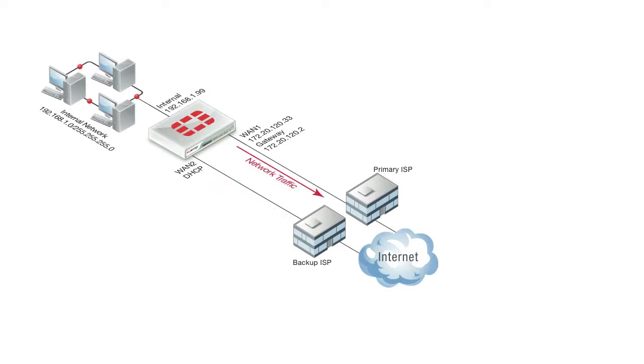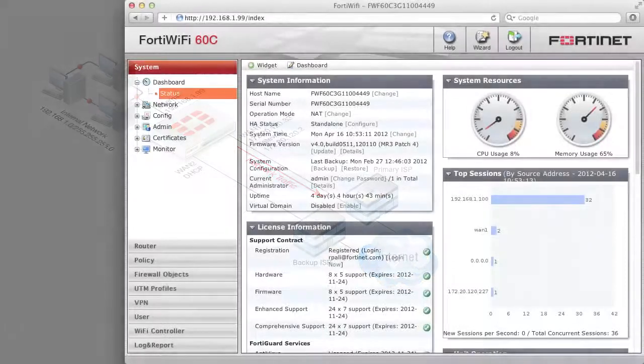Ideally, the primary and backup internet connections would be from different ISPs, minimizing the chances of both being affected at the same time. In this solution, the primary ISP is connected to WAN1 with a static IP, and the backup ISP is connected to WAN2 using DHCP.